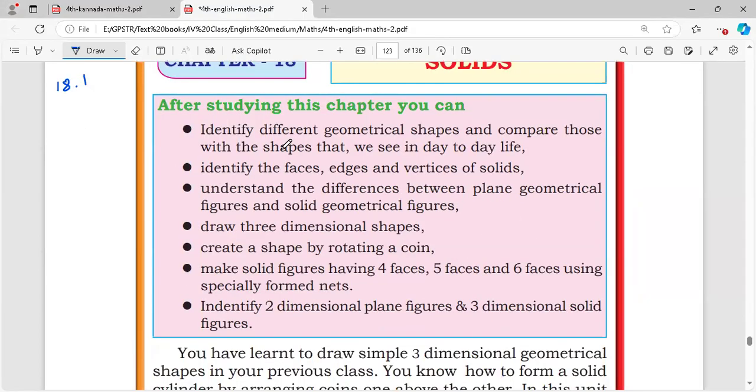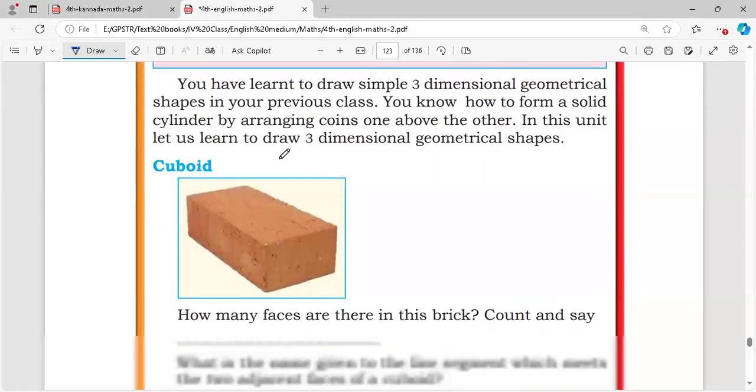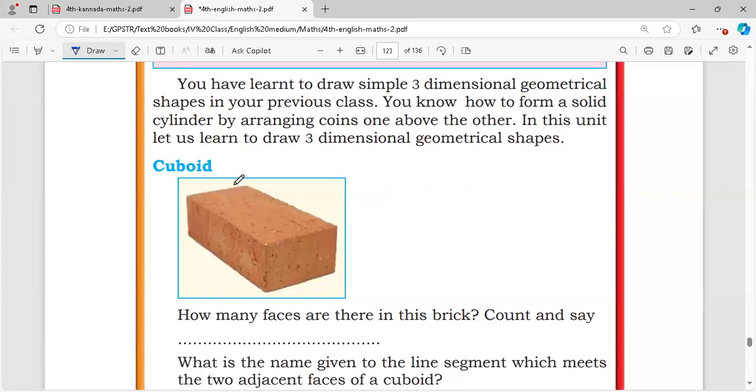Before going to the exercise, let's see some basic concepts. Cuboid. How many faces are there in this brick? Count and say. This is 1, 2, 3, 4, 5. Backward, 6. There are 6 faces.